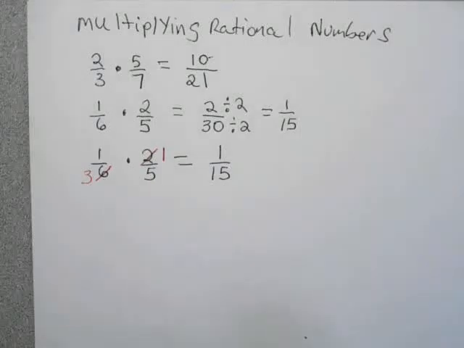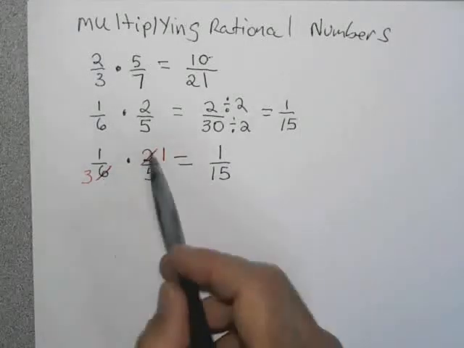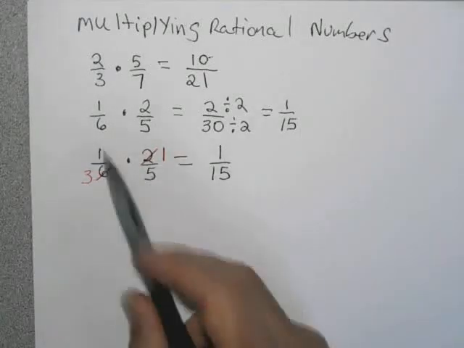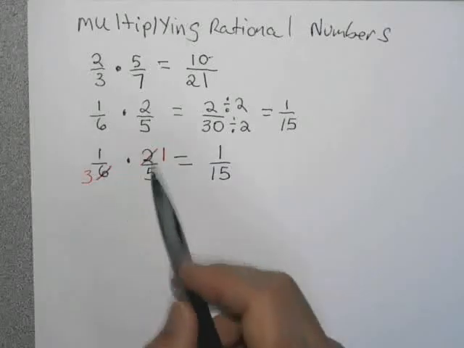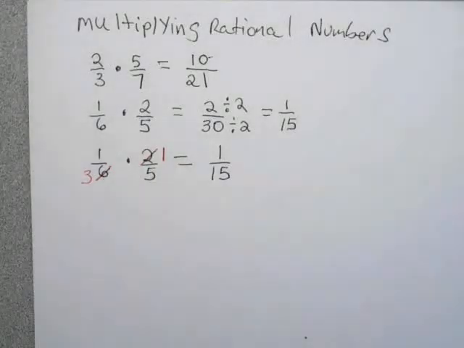One can simplify on a diagonal and on a vertical, but never on a horizontal. Once again, on a diagonal, on a vertical, and never on a horizontal.